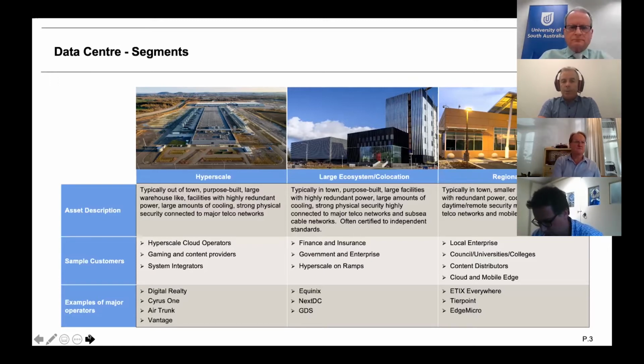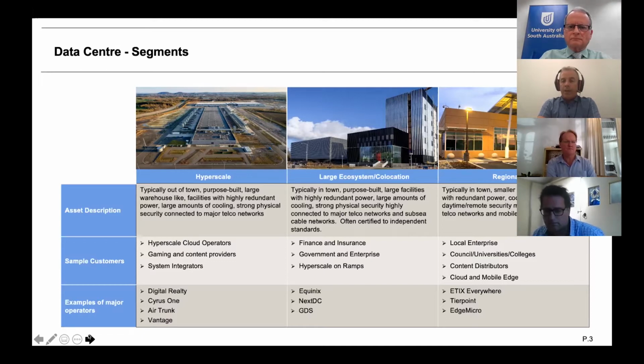In the middle, we have what we call ecosystem ones, and these are ones for typically downtown or in CBDs, where people connect into the internet fabric, and this is where subsea cables and telecommunications networks exist. And then on the right side, we have what we call regional or edge data centers, which are smaller data centers that spoke off of the large ones on the left and in the middle.